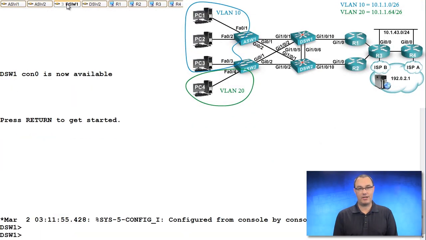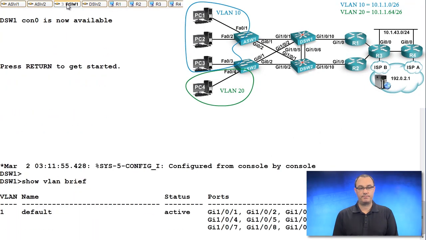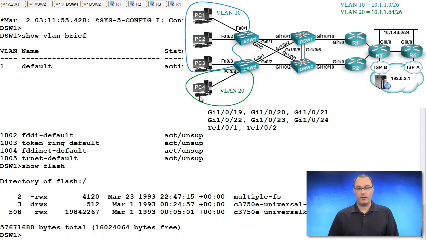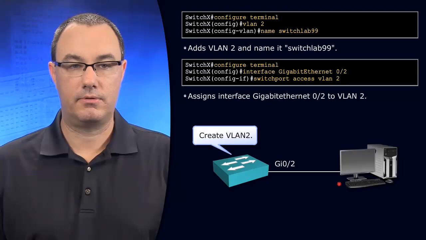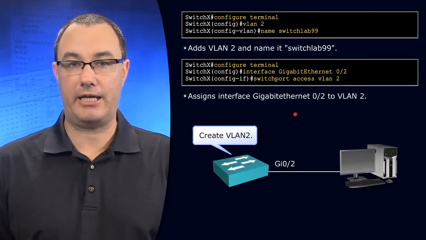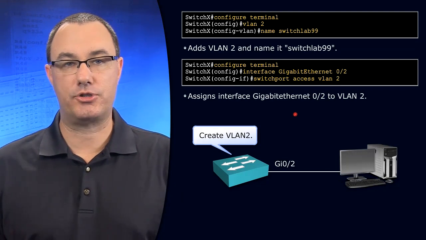DSW1, connected together, right? Show VLAN brief. I don't have anything extra. I'm going to do a show flash, by the way. Right now, we don't have a VLAN definition file. The VLANs are defined in vlan.dat. That's something we would definitely want to understand. These are stored in Flash.